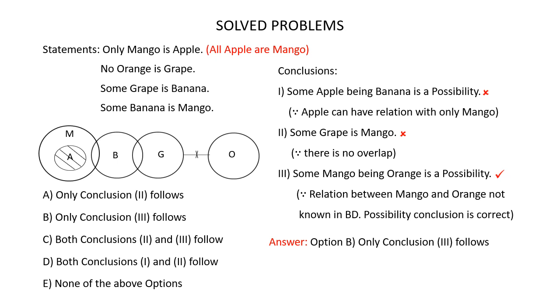Now the logic here is that the relation between mango and orange is not known in the basic diagram. So there is a possibility for all types of relations to exist between mangoes and orange. So there is a possibility that some mangoes can be orange. So the conclusion, some mango being orange is a possibility, is correct. Conclusion 3 follows. Now as you can see here, only conclusion 3 follows. So the correct answer is option B, only conclusion 3 follows.